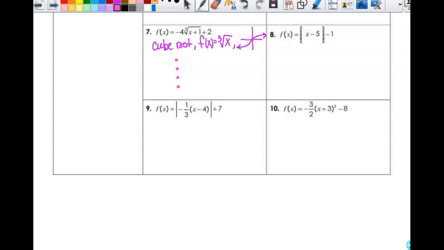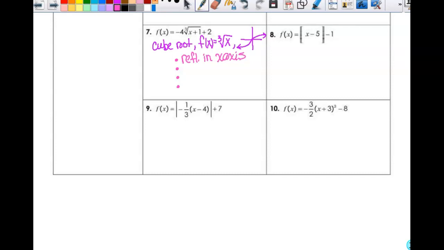Okay, so this negative, what does the negative do for me? Reflects in what? In which one? X-axis, yes. Good. Reflect in the x-axis. Very good, because it happens after you do the little function part.